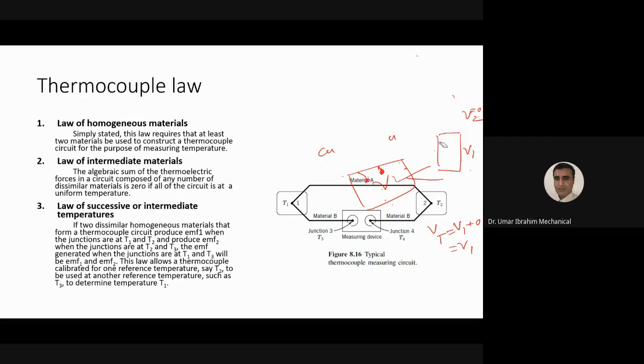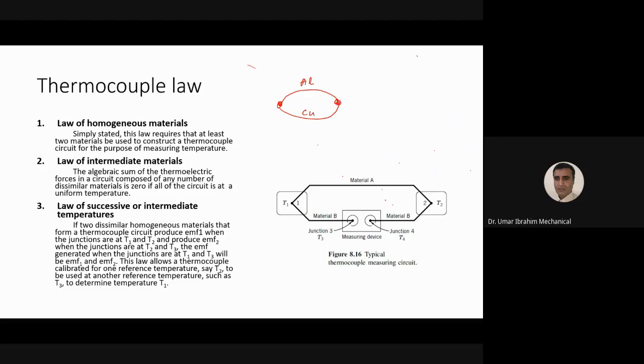Let's take a thermocouple, and again I'm using a simple example of aluminium and copper, but in reality your thermocouples are made of special materials. But of course, if you make a thermocouple of aluminum and copper, it will still work. Okay? So let's say I have a thermocouple 1 between two junctions. So this is aluminum and copper. And let's suppose this is 0 degree C, this is 25 degree C.